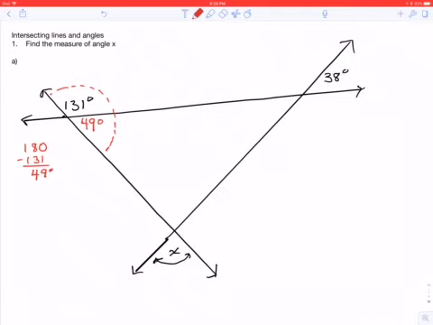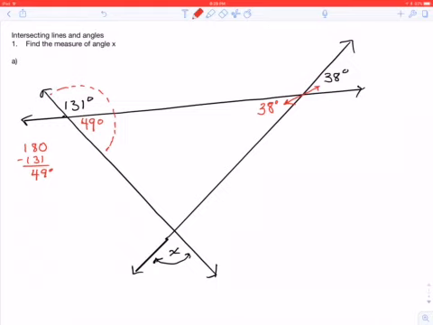Now if I go over to this second angle on the right side, notice that it's vertical to the given angle. Vertical angles are equal, so we now have two of the interior angles of a triangle.